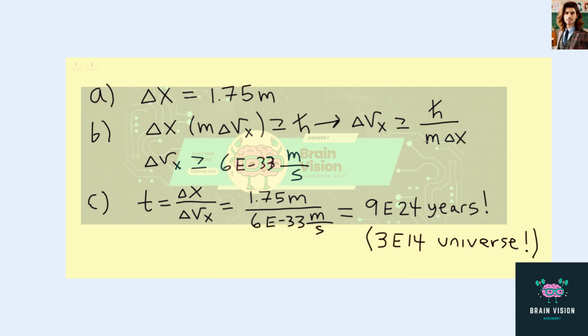So those are the main results. For something the size of a marble with this much mass and a macroscopic uncertainty in the position, we will end up with an incredibly small uncertainty in velocity. Thus, the time will be some inconceivably large number. That's it.